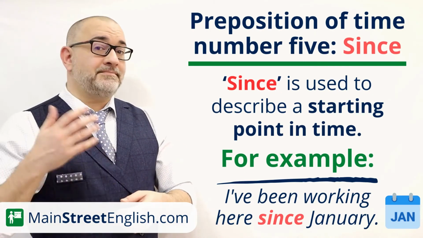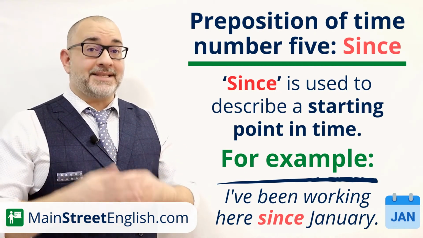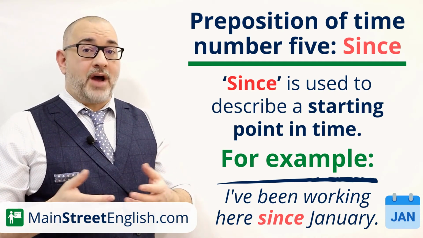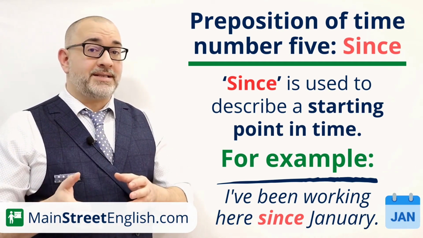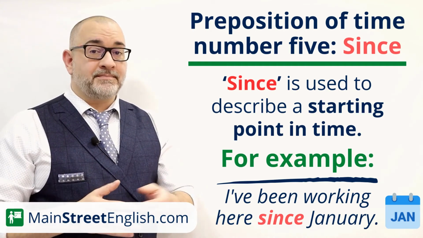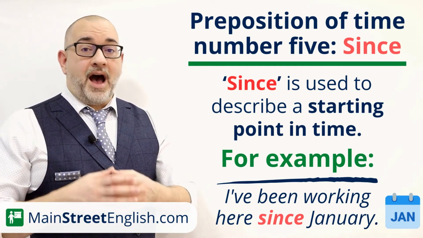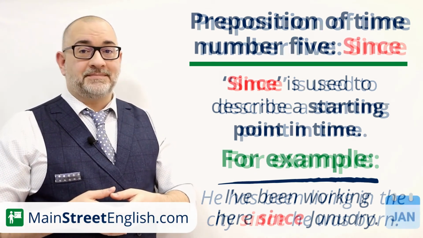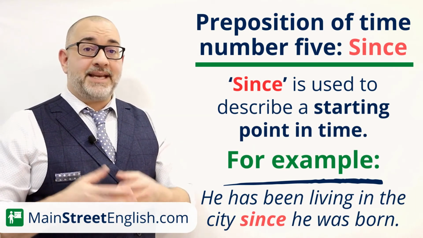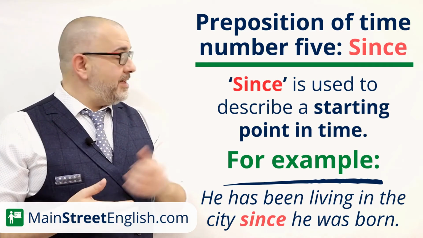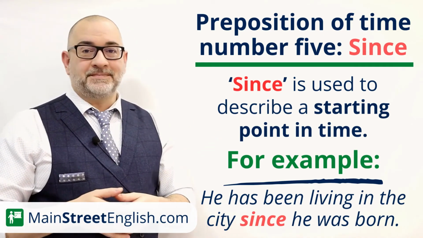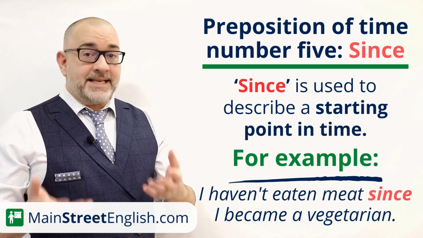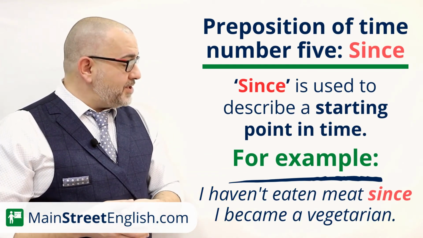Preposition of time number 5, since. Since is used to describe a starting point in time. For example, I've been working here since January. He has been living in the city since he was born. I haven't eaten meat since I became a vegetarian.